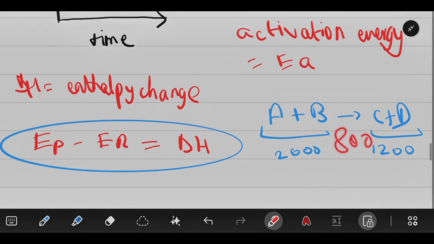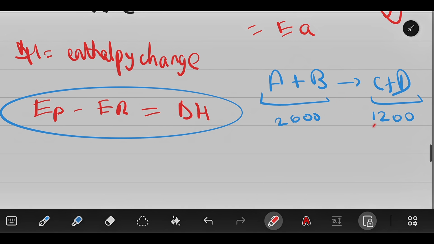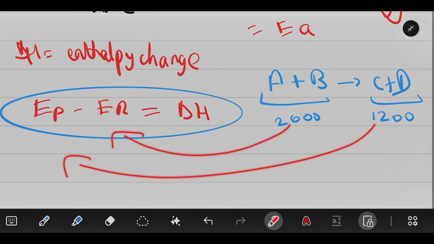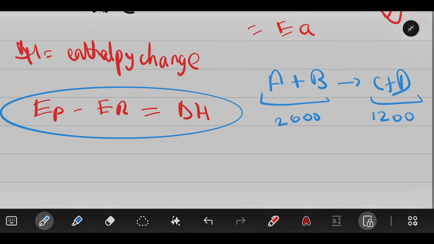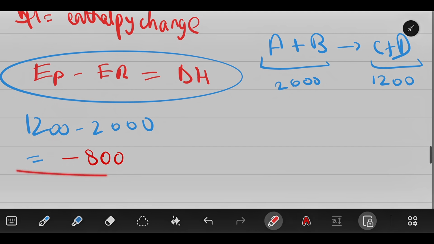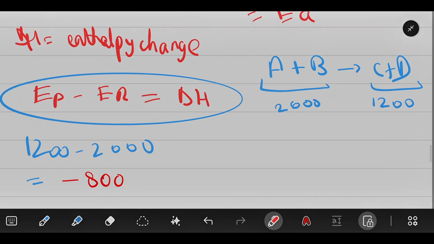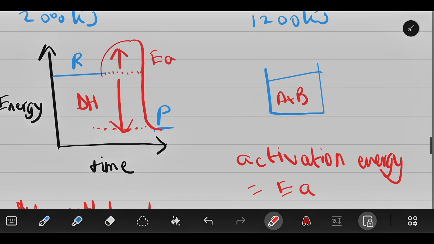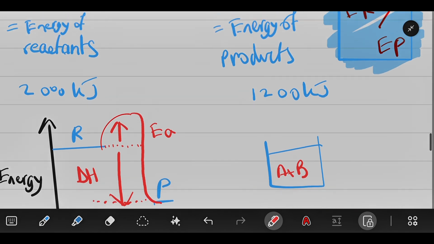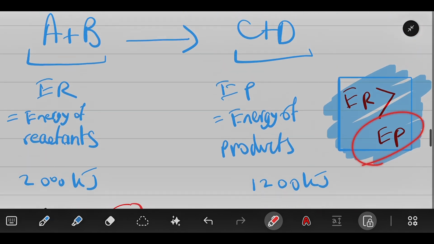We knew that. Now if I input the product's energy 1200 and the reactant's energy 2000, I will get a value like this: 1200 minus 2000 is minus 800. Now this minus sign is extremely important, because it is this minus sign which indicates that the reaction is actually exothermic. Get my point? We concluded here that the reactant's energy should be greater than the product's energy in exothermic reactions.